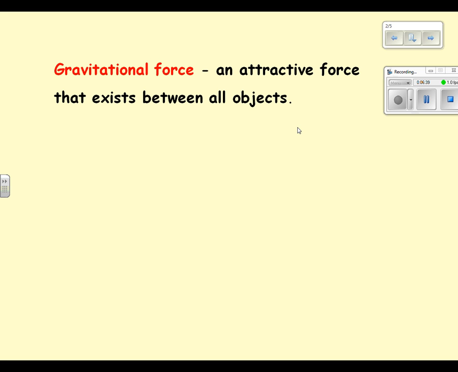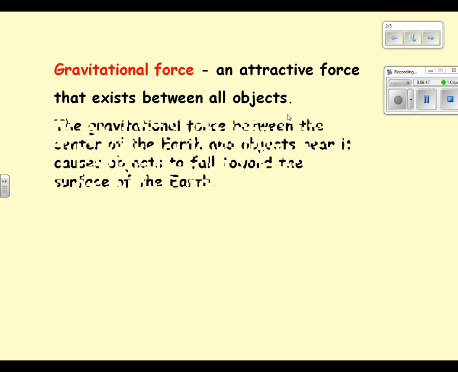Is it always attractive? Is it always like pulling me in? Or does it ever push away? Gravity only pulls. The gravitational force between the center of the Earth and objects near it cause objects to fall toward the surface of the Earth. Allow me to demonstrate. Here's a roll of tape. It's near the Earth. Pretty exciting stuff. I said I couldn't make this fun, but I lied. That was pretty fun.